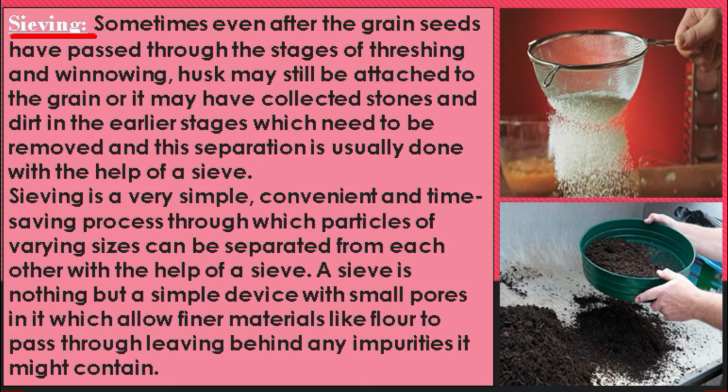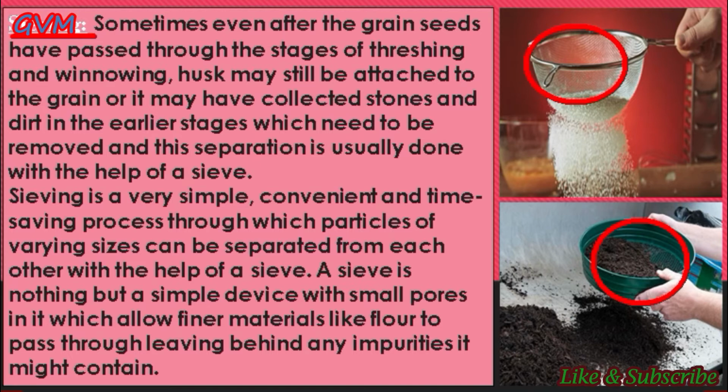Students, sometimes even after the stages of threshing and winnowing, grain seeds may still be attached to husk, and it may also have collected stones and dust in the earlier stages which need to be removed. And so students, this separation is usually done with the help of a sieve. Students, this one is called the sieve that you see here. So we can say that sieving is a very simple, convenient and time-saving process through which particles of different sizes can be separated from each other with the help of a sieve. And as I said, a sieve is nothing but a simple device with numerous small pores in it that allow the finer particles like flour to pass through, leaving behind any impurities.